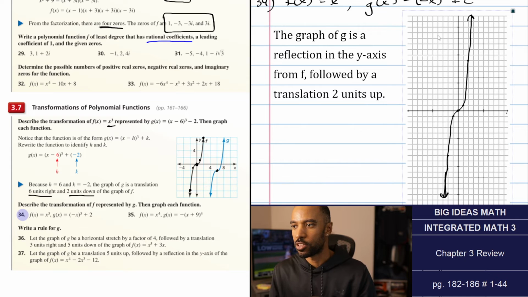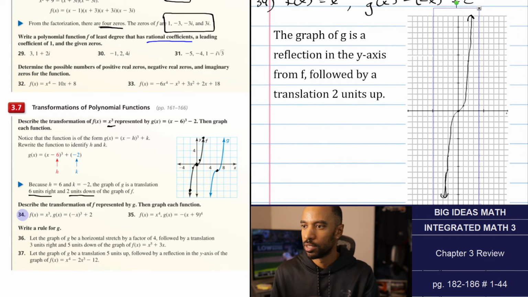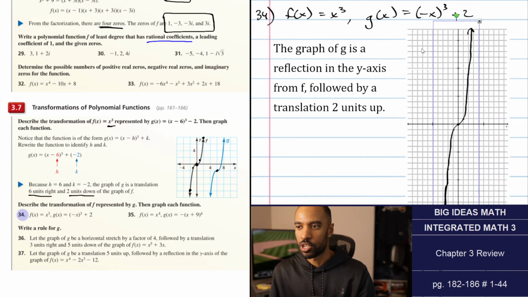Now, given that this graph has no actual stretches, let's do this. Give me 1 second. I'm going to group it. I'm going to thicken it back out. Given that this function has no actual stretches in it, it only does two things.